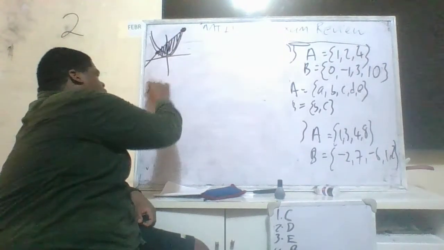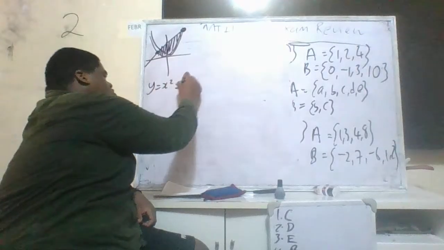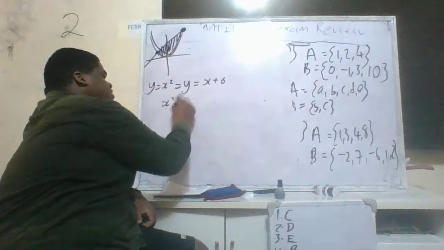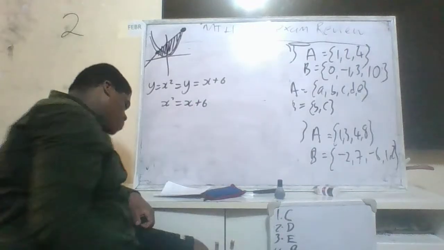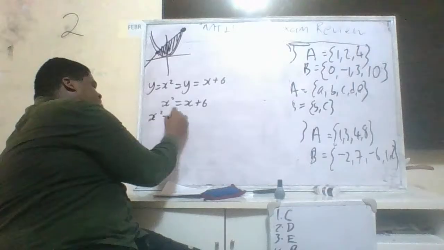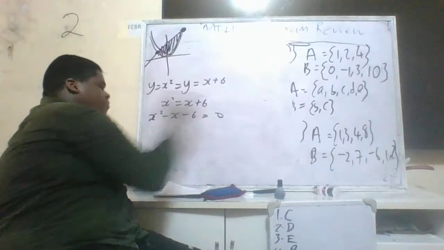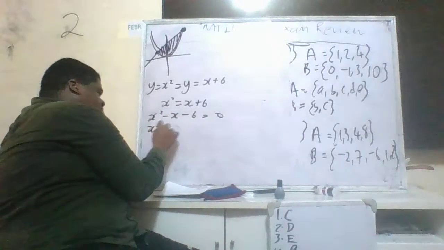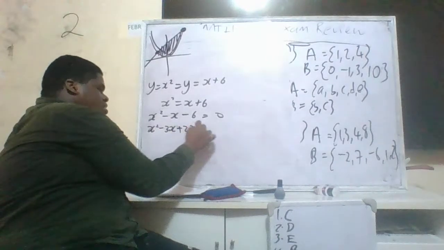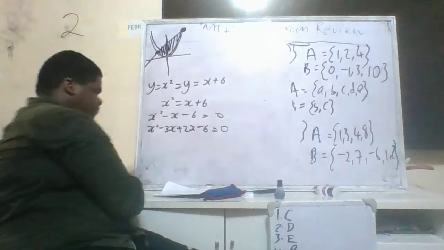That means we find where y equals x squared is equal to y equals x plus 6. Basically, when x squared is equal to x plus 6. This is what we're looking for. And when x squared is equal to x plus 6, that means x squared minus x minus 6 is equal to 0. That means x squared minus 3x plus 2x minus 6 is equal to 0.